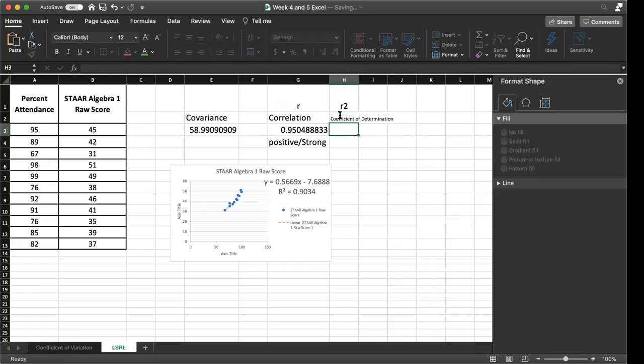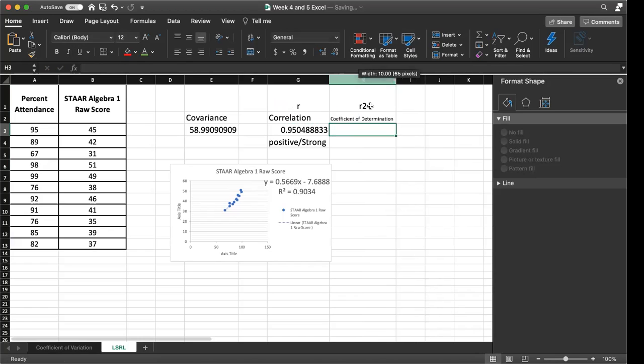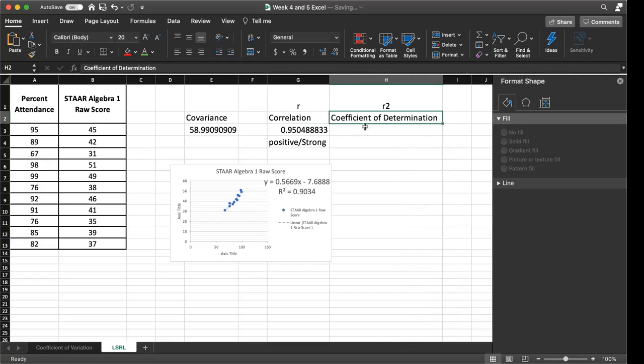Coefficient of determination. Right? And that is equal to, in this case, 0.9034. That's the value of R squared.